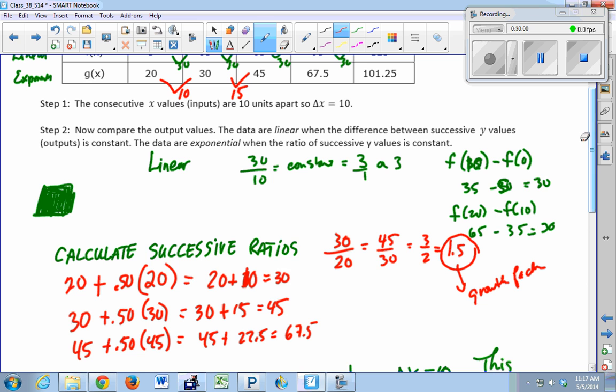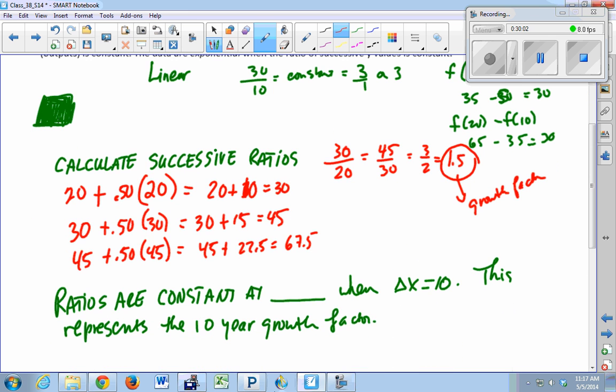But that represents the growth factor. The ratios are constant at 1.5 when our change in x is 10. So this 1.5 represents the 10-year growth factor. It's not a yearly growth factor. It's over 10 years. It's a decade growth factor.